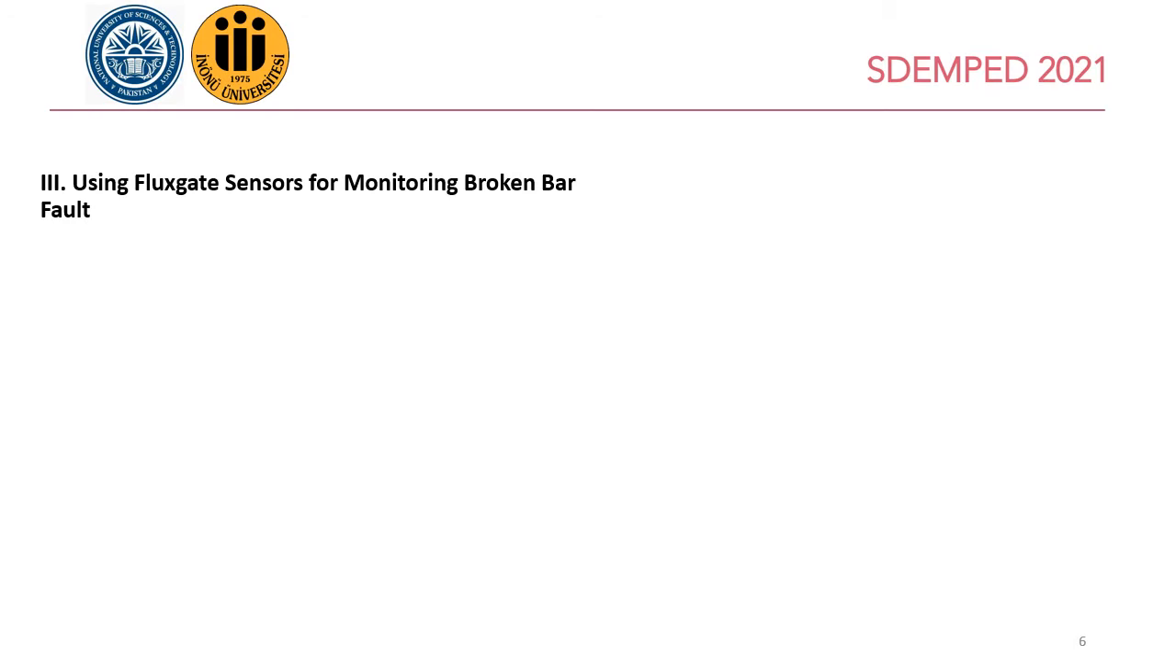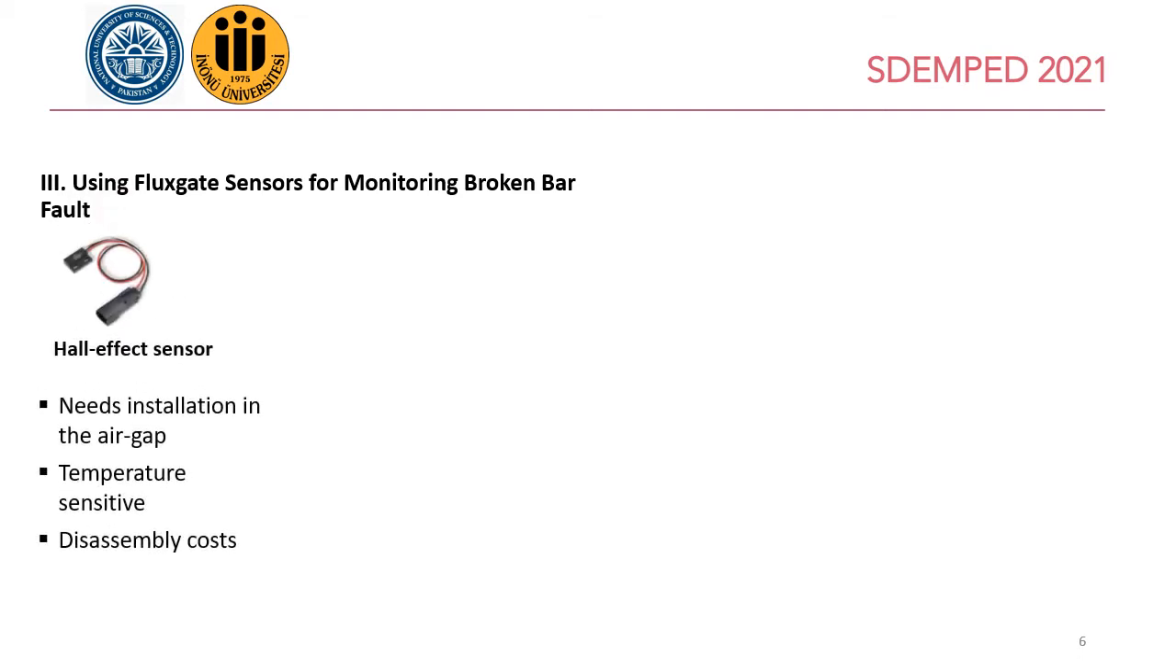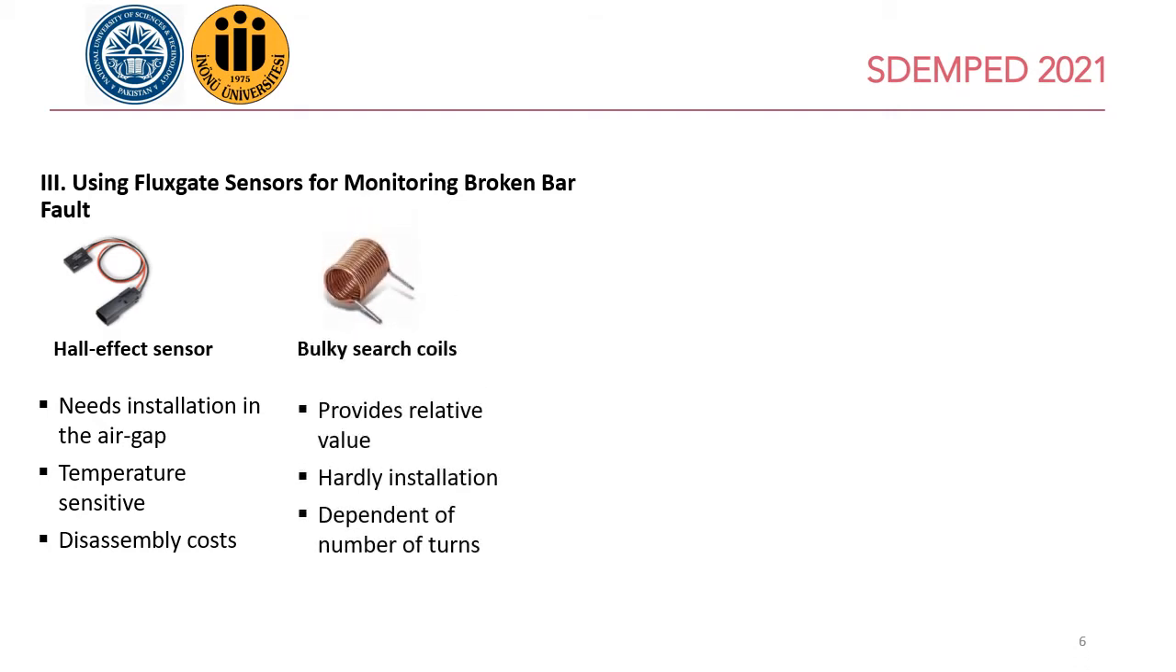Using flux gate sensors for the monitoring of broken bar faults. Different sensors are used for the detection of leakage flux in electrical machines. First of all, the Hall effect sensor needs to be installed in the air gap. This sensor is also temperature sensitive. The drawback of this sensor is that it must be installed in the air gap, which increases the cost and the work. Secondly, the bulky search coil provides a relative value, is hard to install, and its value depends on the number of turns.